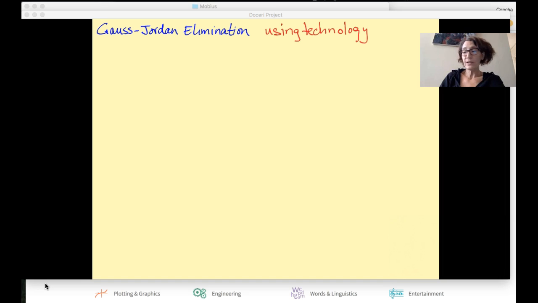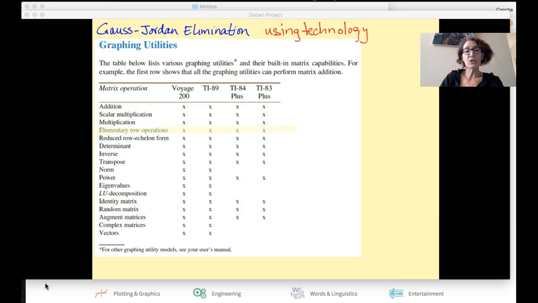If you go to our Canvas site, you'll see that I have a page that lists a bunch of graphing utilities and what they can do. Now, I got this table from our textbook, I believe. So a lot of you already own graphing calculators, like a TI-89, a TI-84, TI-83. That's fine, that's great. You can use that on your homework, not on a test. And if you don't own one, do not buy one because there's no reason to spend $100 for a calculator when there's a lot of free technology out there. But if you already own one, you can see that they can do a lot of things.